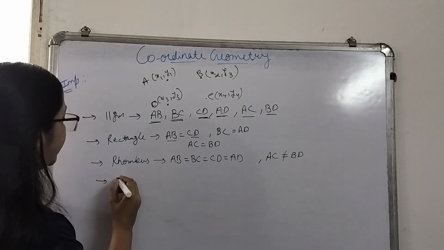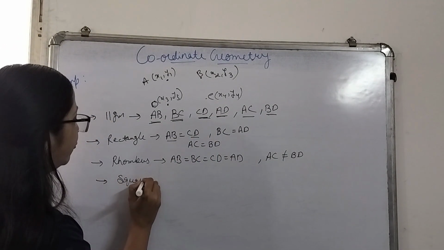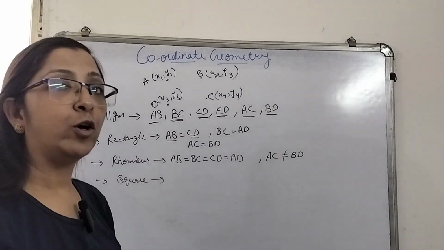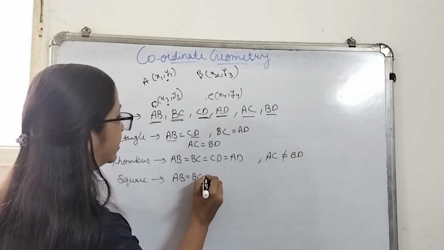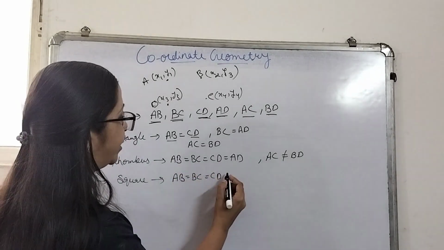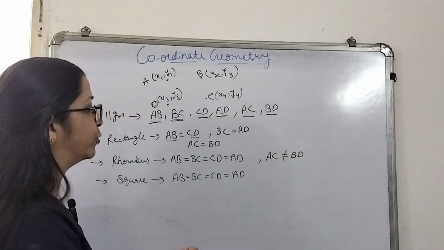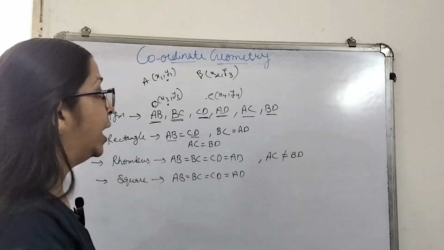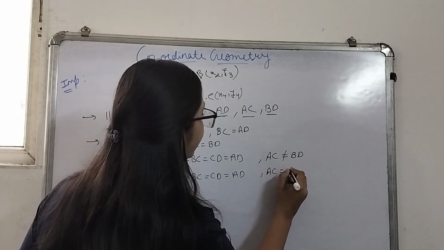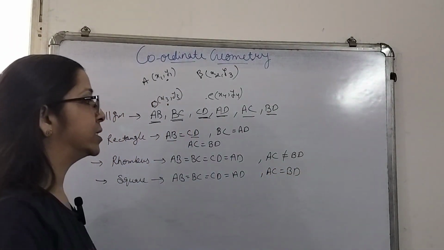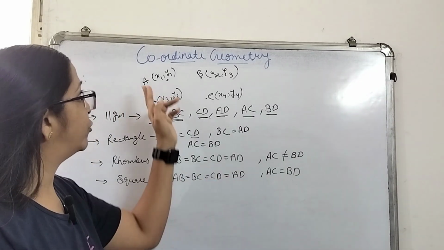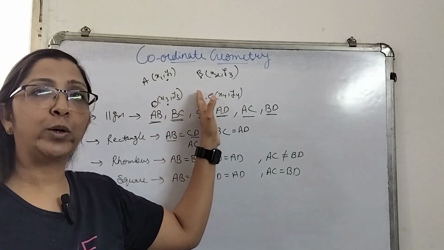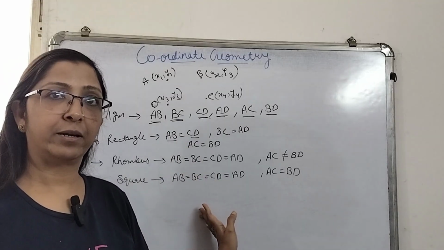If we have to prove that the figure formed will be a square, for that we need to prove that all the 4 sides are equal. That means AB will be equivalent to BC, will be equivalent to CD, will be equivalent to AD, and the diagonals are also equal. If this condition is fulfilled, then we will say that the figure formed by joining these 4 points will be a square.